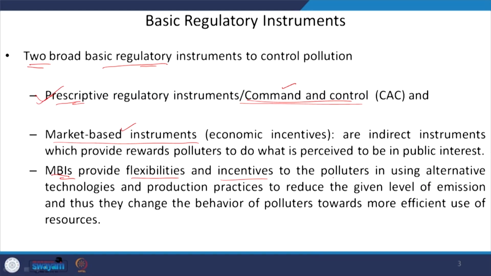So, when we are talking about market based instruments, they are providing alternative technologies or production practices, right. So, the polluting agencies can explore alternative technologies, production practices or management practices, so that they can reduce the level of emission or pollution, and thereby they can change the behavior of polluters towards adopting more efficient ways of using resources.